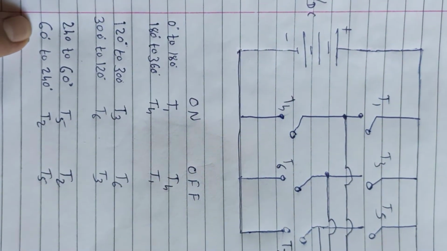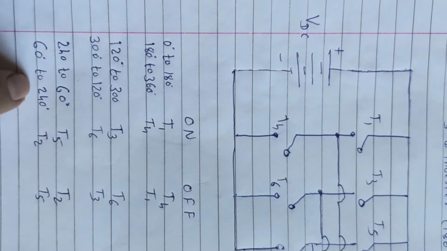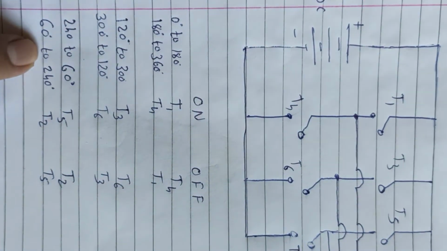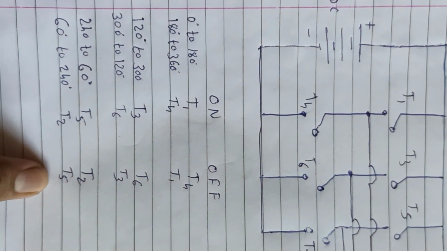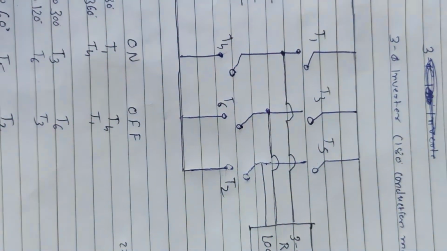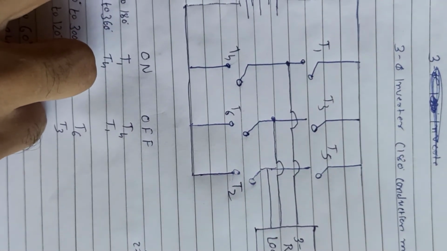And from 60 degrees, if you add 180 degrees to 60, you will get 240. So from 60 degrees to 240 degrees, T2 will be on and T5 will be off. Okay, just the turn on time is different, but the conduction period is the same. So that's why it is called a 180 degree conduction mode inverter.